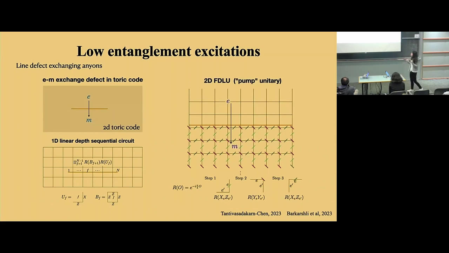And then also, the same defect can be created by a two-dimensional finite depth local unitary, which is usually called the pump unitary, because what it does is that it's a three-step local unitary applying on a surface. In the end, it does trivial things within this 2D surface, but it pumps a defect to the boundary of it. That's why it gets its name.